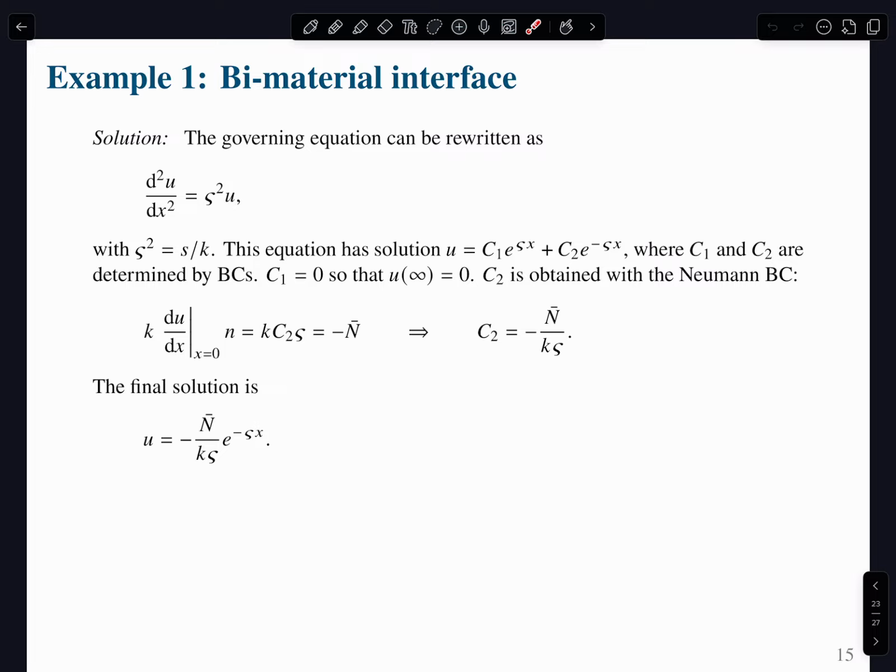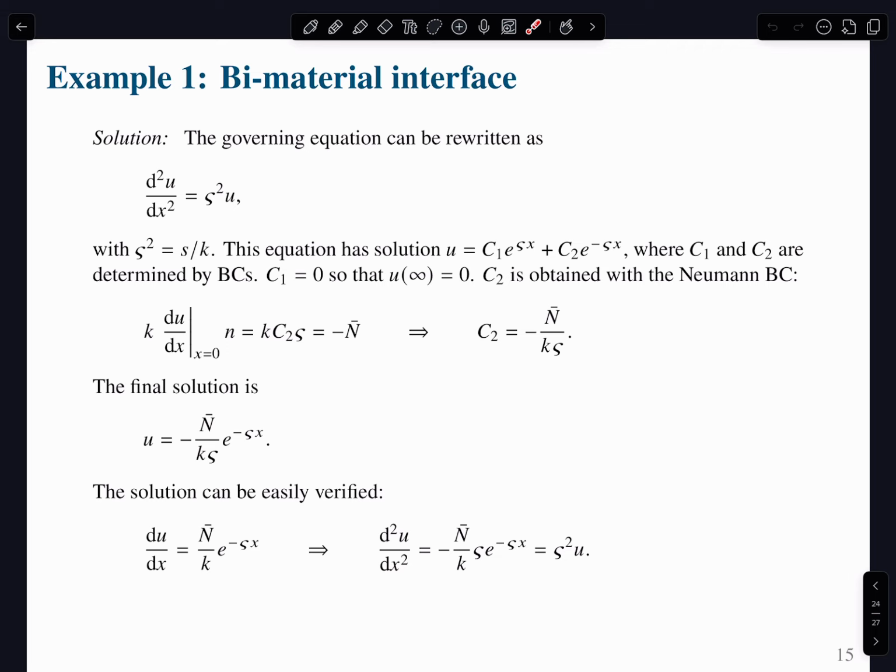That looks like this, right? We have U equal to minus n bar divided by k sigma, times e to the minus sigma x. And that is the exact solution. How do we know? Well, we can very simply differentiate the solution twice and check that the second derivative corresponds to the right-hand side. And that is what we get. So that is the exact solution to the problem, point-wise, everywhere, from 0 to infinity.